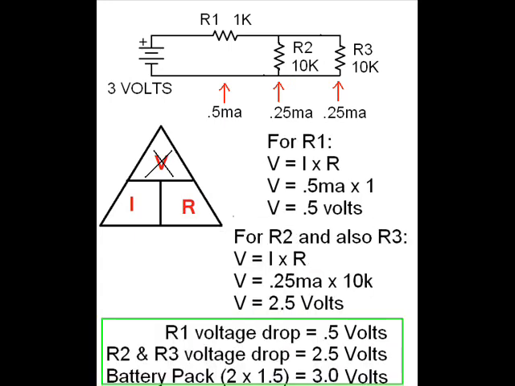So the voltage across R1 will be 0.5 volts, and the voltage across R2 and 3 will be 2.5 volts, for a total of 3 volts. Our battery pack consists of two 1.5 volt AA batteries for a total of 3 volts, 1.5 plus 1.5. According to Kirchhoff's voltage law, KVL, that is correct because the total voltage, 3 volts, is equal to the total of the voltage drop across R1 and the combination of R2 and 3, 3 volts. So that works.